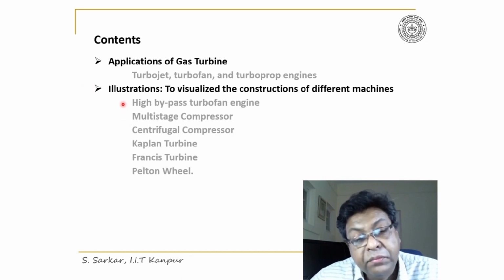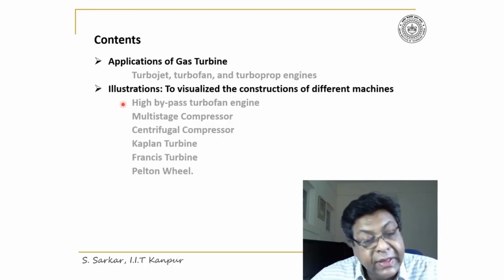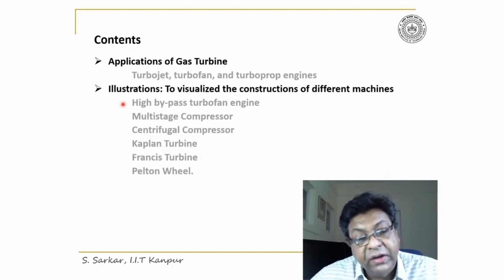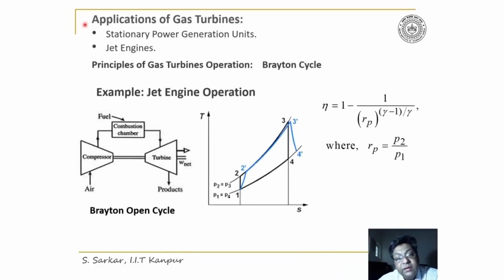I'll start from high bypass turbofan engine, then multi-stage compressor, centrifugal compressor, Kaplan turbine, Francis turbine, and Pelton wheel. I'll initiate the discussion with applications of gas turbines. Gas turbines are used in stationary power generation unit and jet engines.